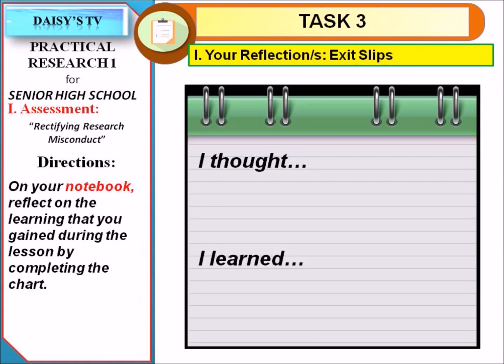Still under task 3, for your final task, I, your reflection or reflections, we call this exit slips. Directions: on your notebook, reflect on the learning that you gained during the lesson by completing the chart. So you need to explain, I thought and I learned. By completing this phrase will determine what you gained during the lesson.